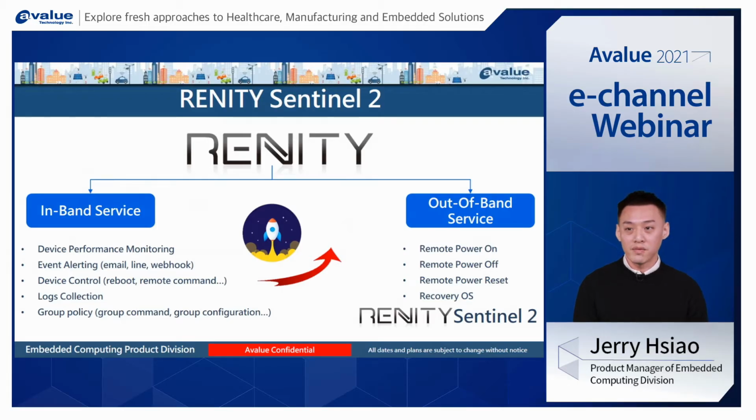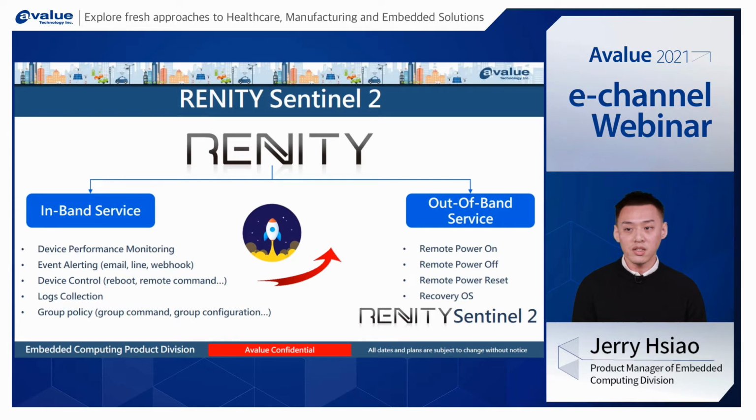Today, I'm going to share about the efficient way to manage your system remotely, which we call the Avalue RENITY Sentinel 2. Before we jump into the topic, I would like to talk about what RENITY is. RENITY is a software developed by Avalue ourselves, focusing on in-band management, mainly to monitor device performance, collecting log information, sending notifications, etc. However, when it comes to a system crash or shutdown, RENITY is not able to wake up the device and get it back to normal.